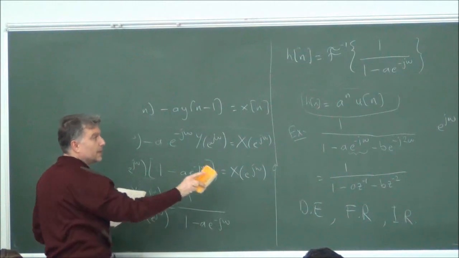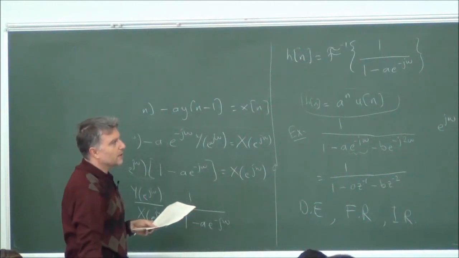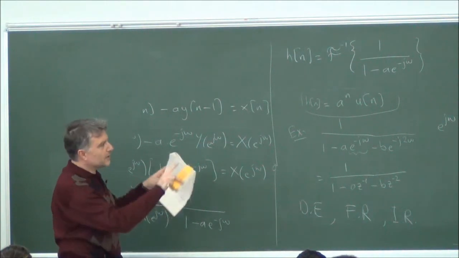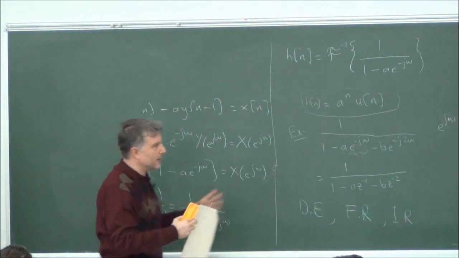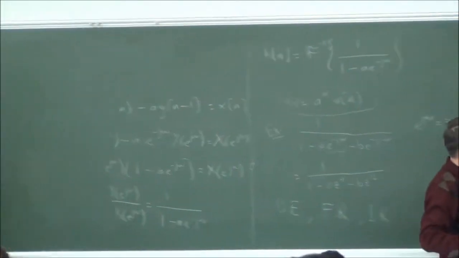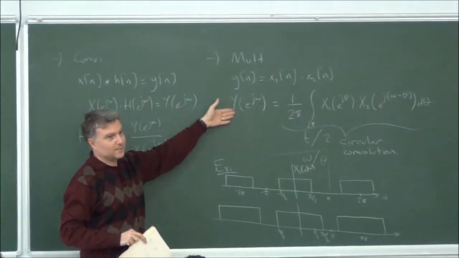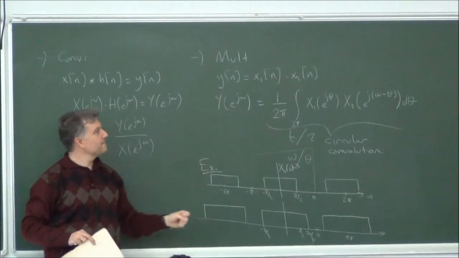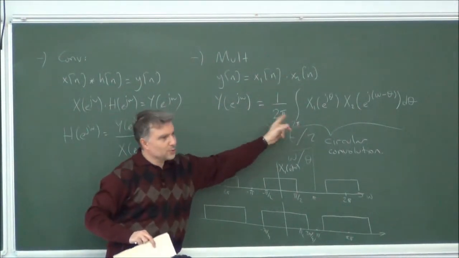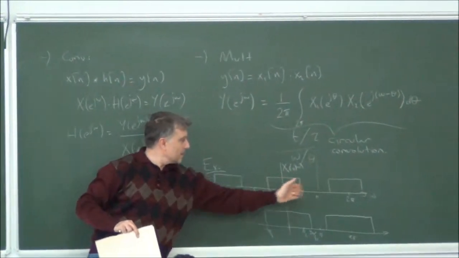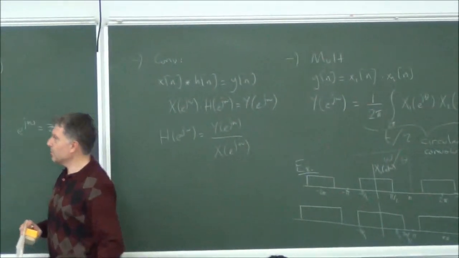And interestingly, the convolution in frequency is continuous. Although the signals y of n and x of n are discrete signals, their Fourier transforms are continuous in omega. So this convolution is a continuous convolution, but it is circular because the integration limits are with the duration of 2 pi only.